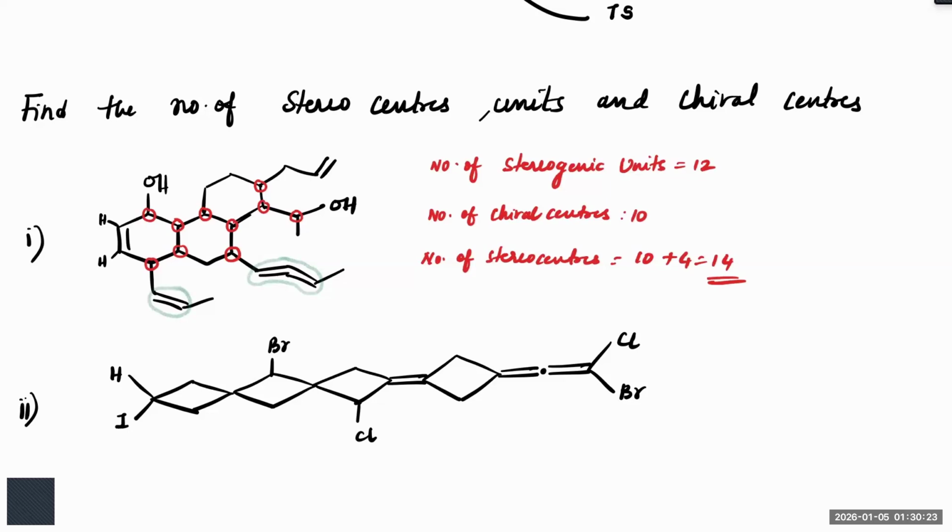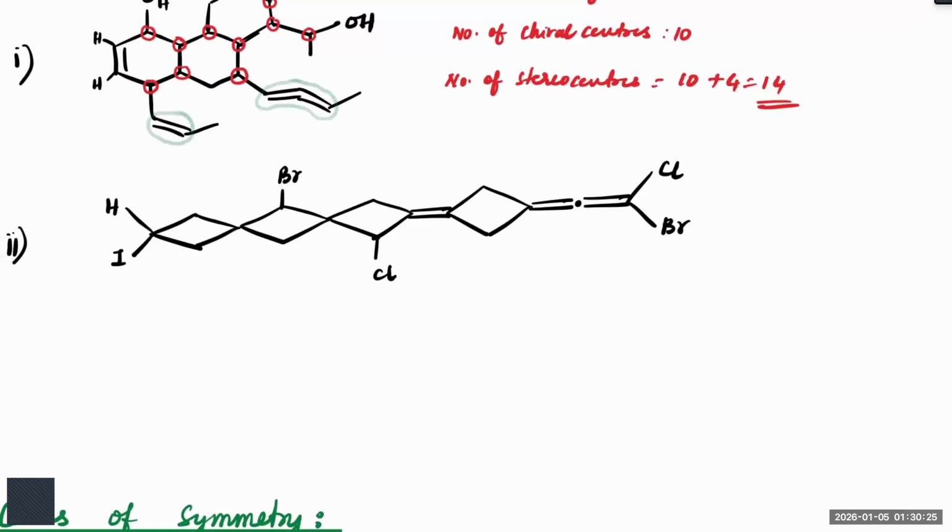Done. Now notice, here there is a chiral center. Here there is a chiral center. Correct. Other than that, if you notice, check out this one is coming out of the plane.